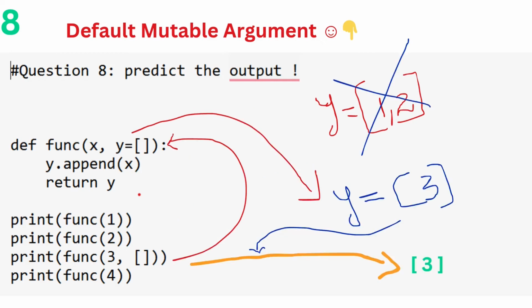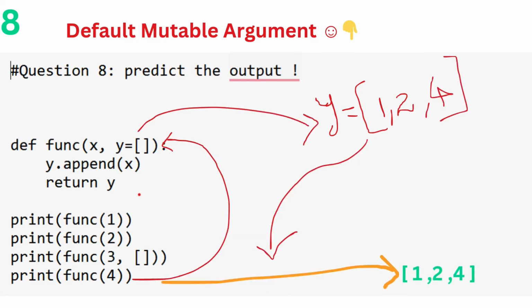And now in the third function call, there is a trick. We are sending the value x as 3, and y is this new empty list that we are passing right now. So the return value, after appending the x value to y, will be only 3 inside that list.